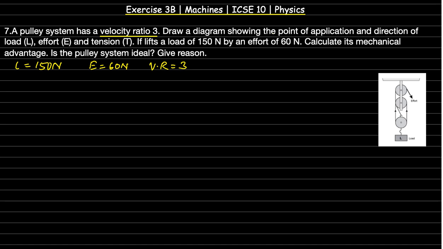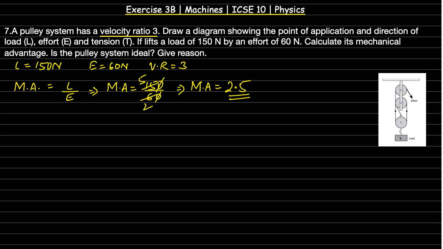For finding mechanical advantage, MA will be equal to, the formula for mechanical advantage is load divided by effort. So we will get MA is equal to 150 divided by 60, 0 cancels, 3 2s are 6 and 3 5s are 15, so we get mechanical advantage MA is equal to 5 by 2, that is 2.5. We have got mechanical advantage as 2.5.